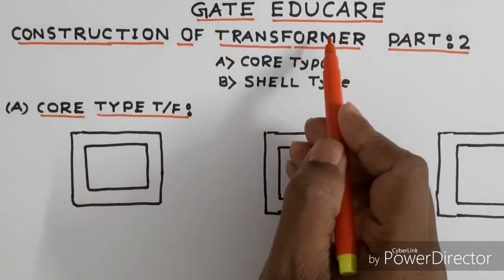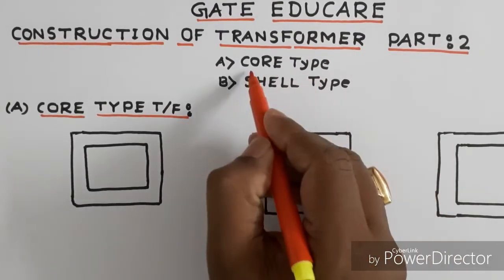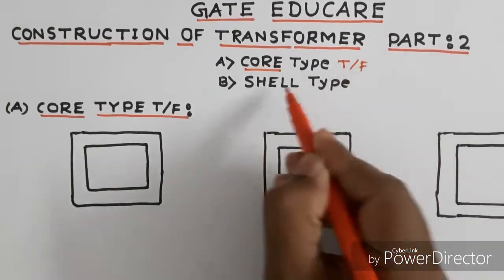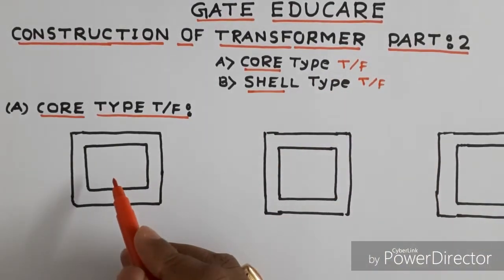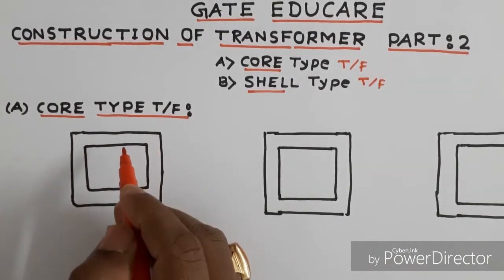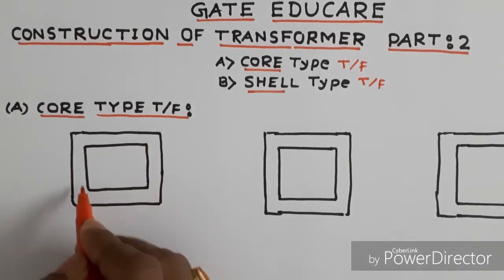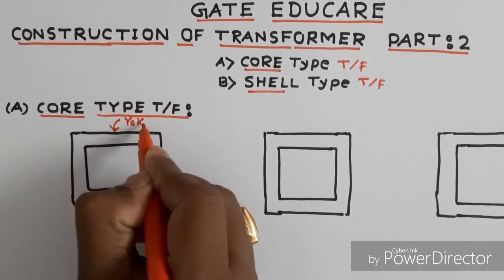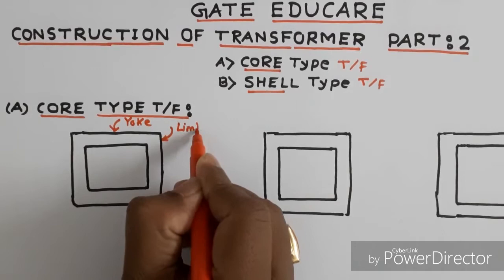Based on the construction, transformer can be classified into two categories. Number 1, core type transformer. Number 2, shell type transformer. First, we will start with the core type transformer. As we have explained earlier, this is the core of the transformer. This portion is called the yoke and this is called the leg or limb.